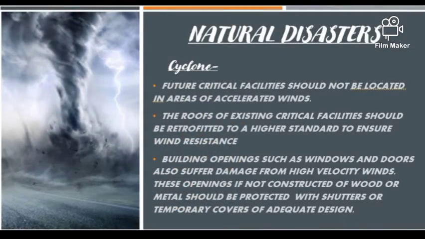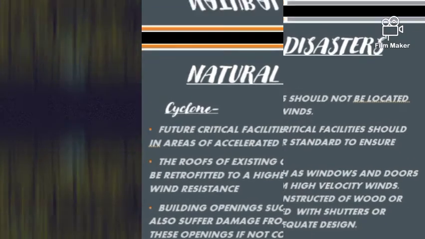Disaster management for cyclone. Future critical facilities should not be located in areas of accelerated winds. The roofs of existing critical facilities should be retrofitted to a higher standard to ensure wind resistance. Building openings such as windows and doors also suffer damage from high velocity winds. These openings, if not constructed of wood or metal, should be protected with shutters or temporary covers of adequate design.